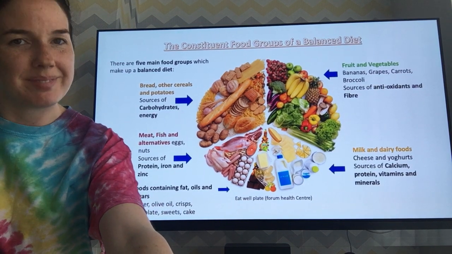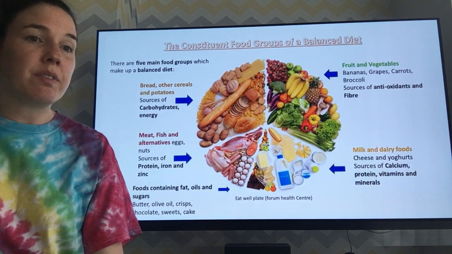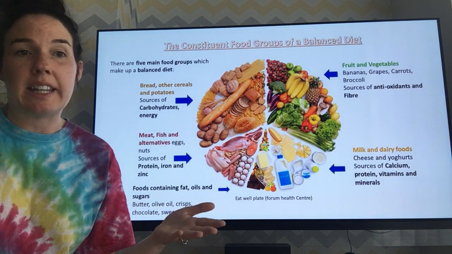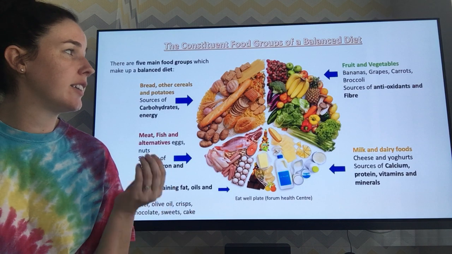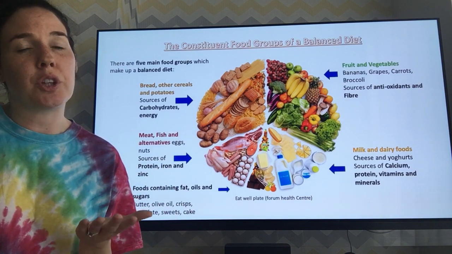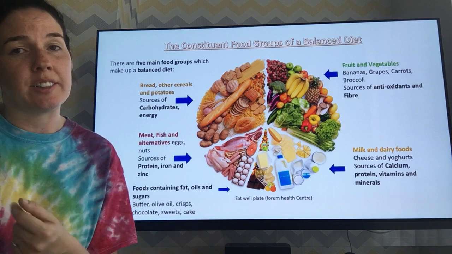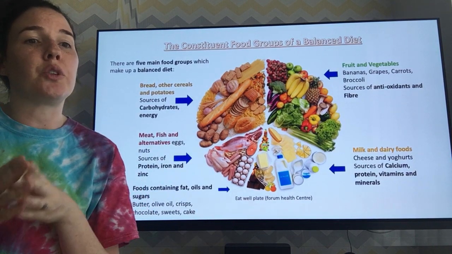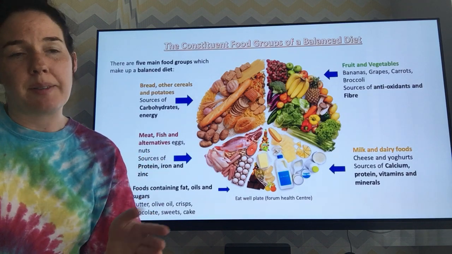So very important. The third group, fruit and vegetables, also very important, consists of bananas, grapes, carrots, broccoli. These are sources of antioxidants and vitamins. These help to support our immune system and they are also good sources of fibre which aids in digestion. So these three groups that I've just spoken about should all make up a third of your plate every day.